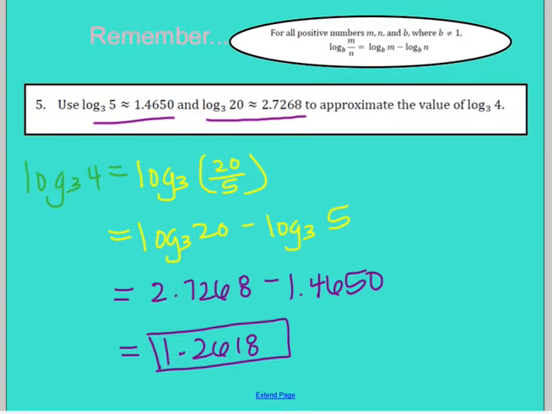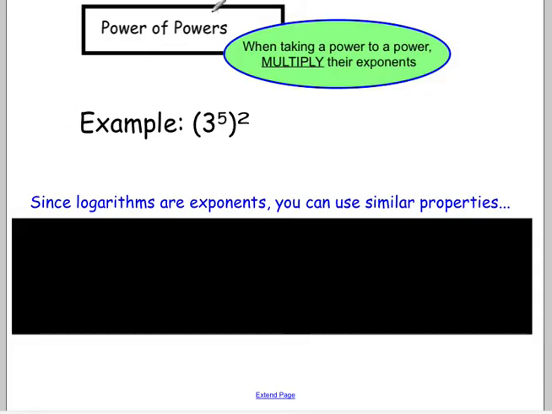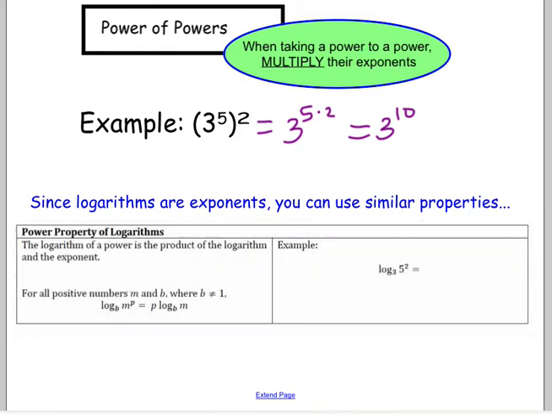The next rule we're going to go ahead and look at is the power of powers. So remember, if I have 3 to the 5th to the 2nd, I would multiply those two. So it would be 3 to the 5th times 2, which will give me 3 to the 10th. So once again, logarithms have a similar type of property. If you have a power to a power, you're going to use multiplication.